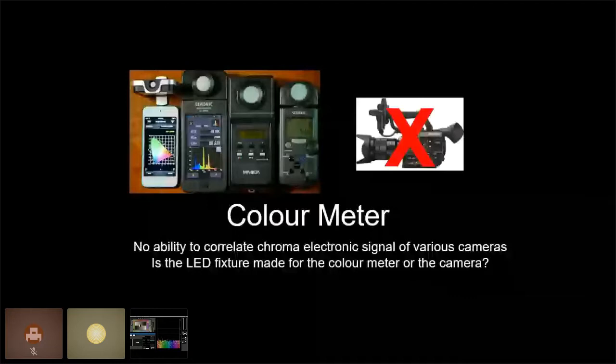I can get a lot of numbers. I can get a lot of other values, which is fine. I know what they are. I know how to use them. But I really want to see, well, what is this telling me about how it's going to look on camera, right? So am I lighting for the light meter or the color meter, or am I lighting for the camera? Personally, I've always been lighting for the camera.